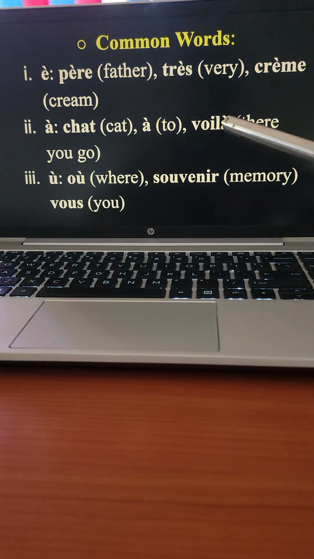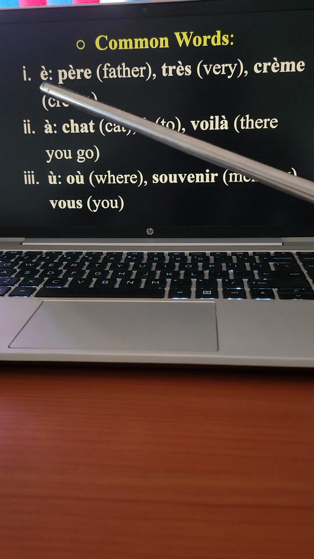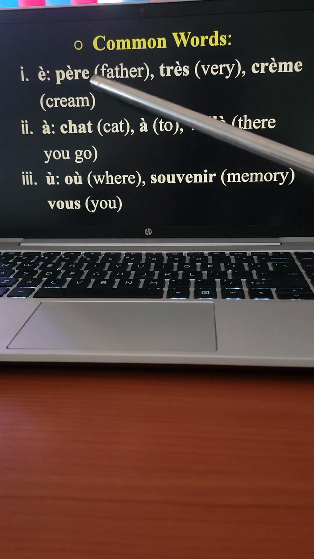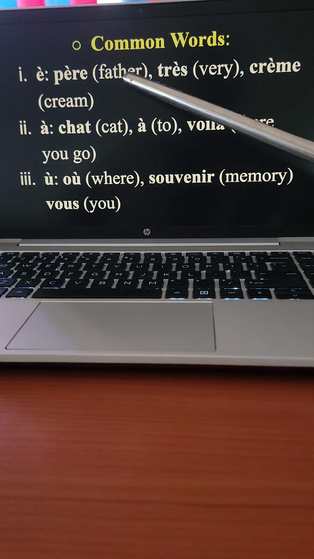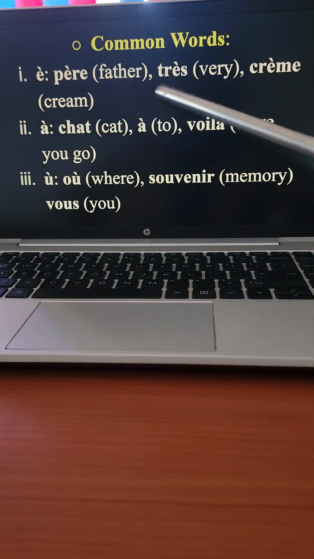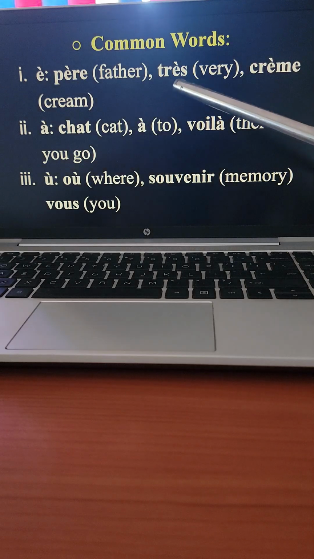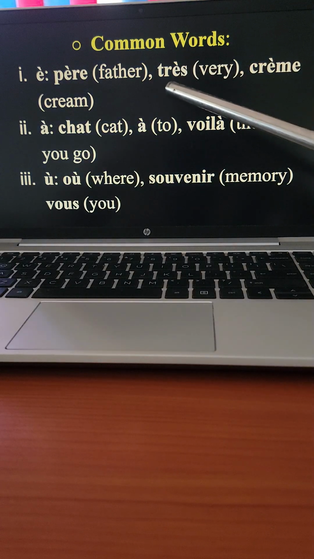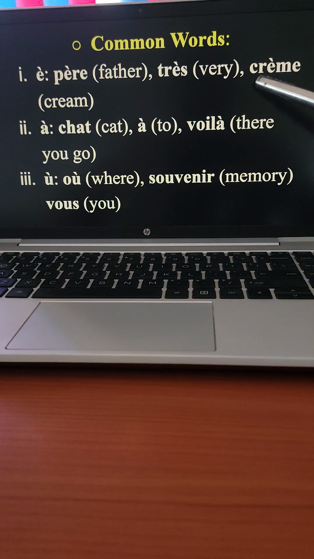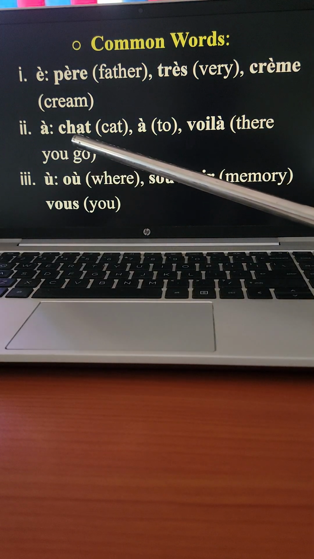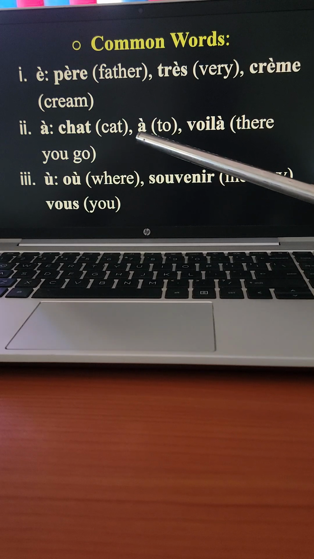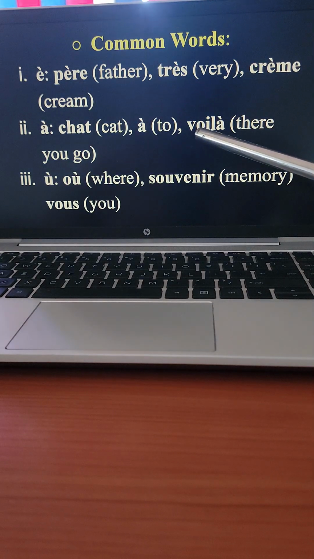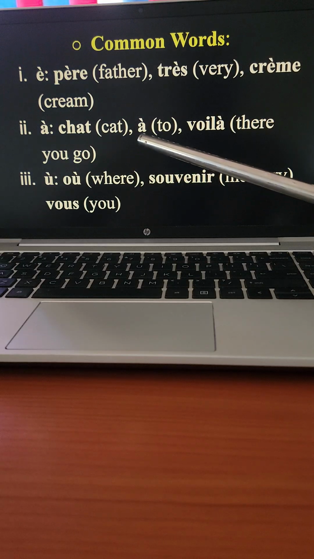So can we see some common words carrying this accent grave? I want to zoom so that you can see it clearly. Check this one: père, which is father, in case you need this. Père, très. Remember, the S is not silent there. Très, père, très, crème, crème. The E's are not pronounced at the end of the word. With the A we have là, à, and voilà. Là, à, voilà.